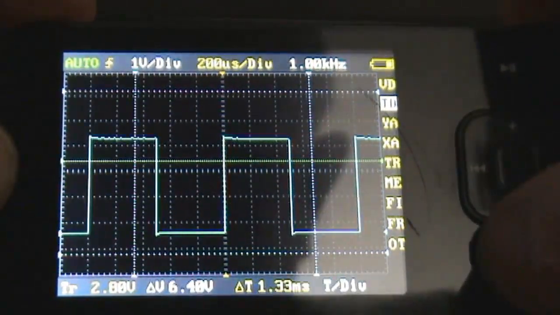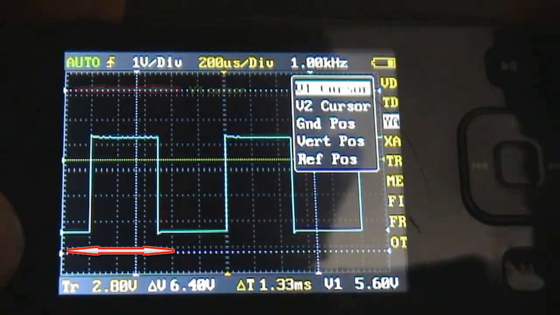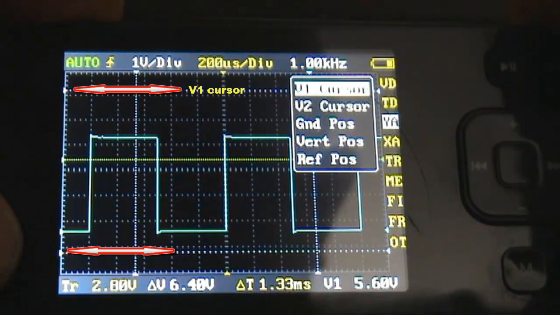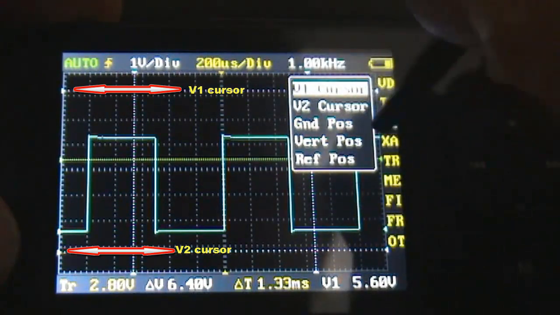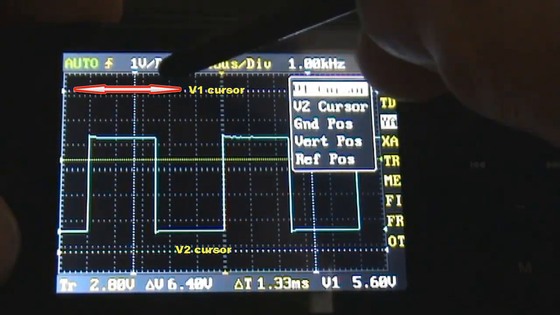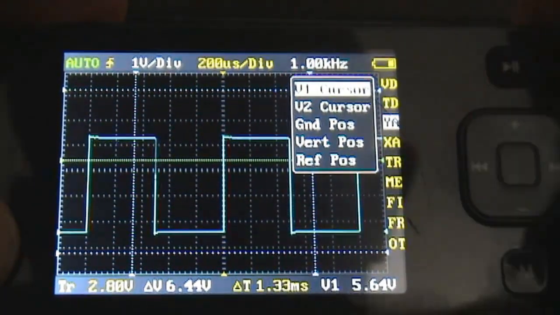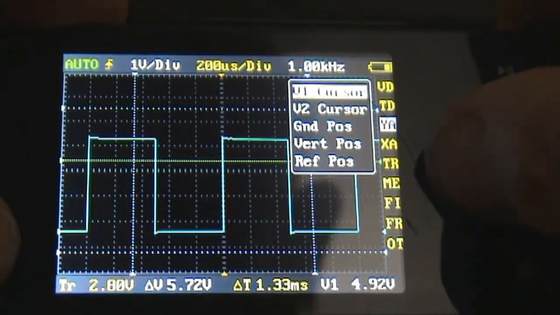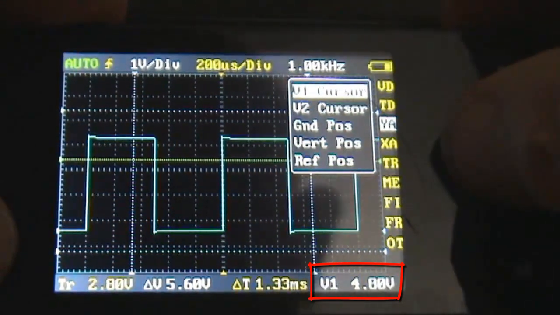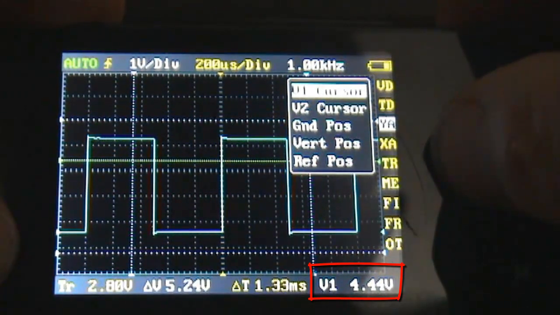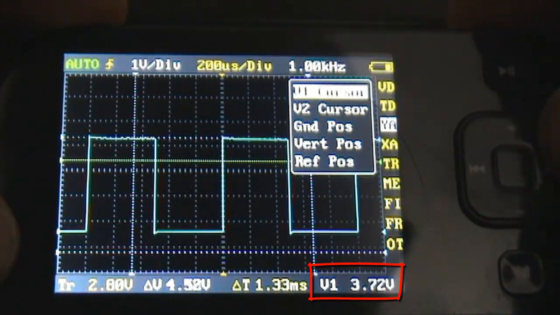If we come down to YA and press menu, we then see we've got a number of options here: V1 cursor, V2 cursor, ground position, vertical position, and reference position. The things that are most relevant here are the V1 and V2, and there's a horizontal line here at the top that you can see and another one here at the bottom. This top one is V1, and if we use the left and right keys we can move this down, and as we do, if you look in the bottom corner here, you can see what level the V1 cursor is currently at, 4.87 volts, and if we come down onto the top of that line, it says 3.68 volts.